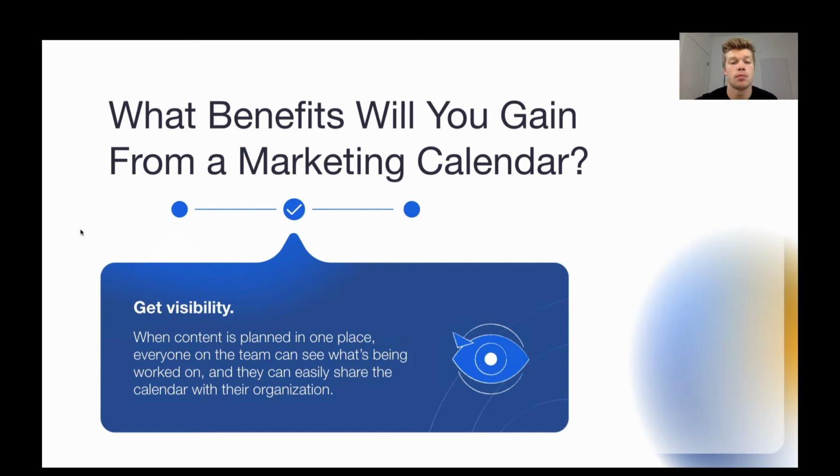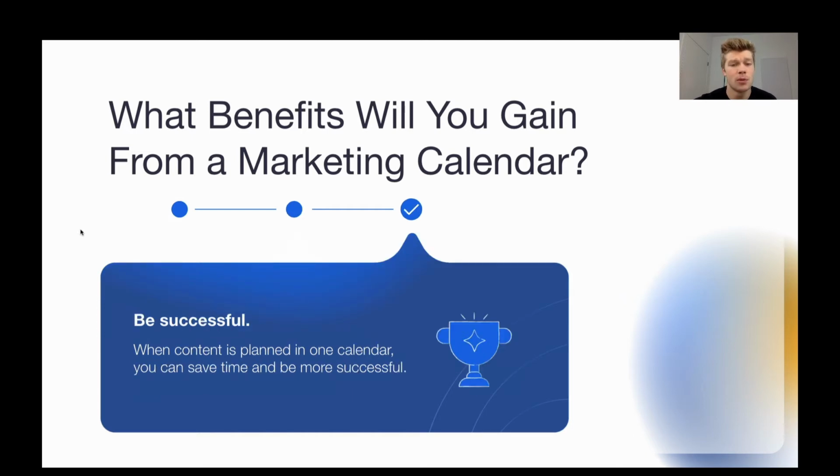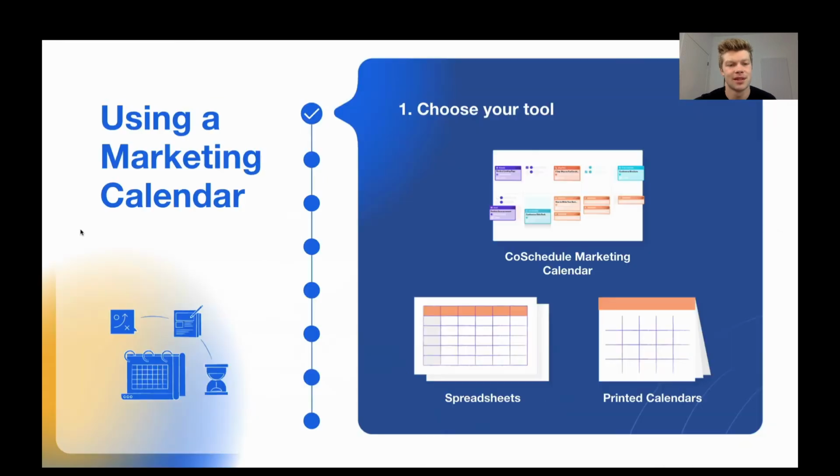This helps a ton with preventing fire drills and making it easier to prove marketing's value to stakeholders by showing what you're getting done. And you'll be more successful as a result of being better organized and more able to plan marketing strategically. That's because you'll be able to actually plan and strategize what you're going to do in advance rather than just executing tactics on the fly. You can do that without a calendar, but a calendar makes it much, much easier.